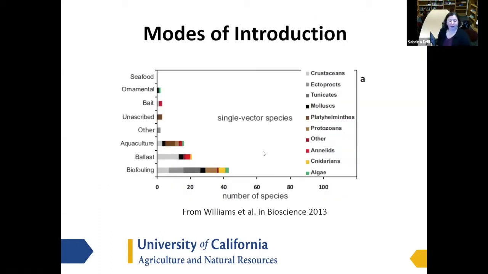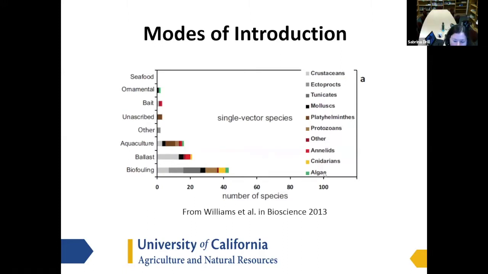So with that, I'll go back to modes of introduction. I'm just going to take you through several of these things. I'm not going to talk too much about the different taxonomic groups here, but I will give you some examples of biofouling and ballast water, aquaculture and bait, and then ornamentals and food fish a little bit.